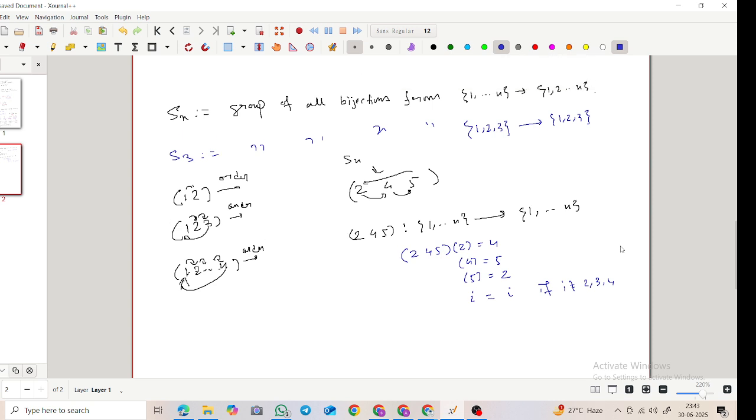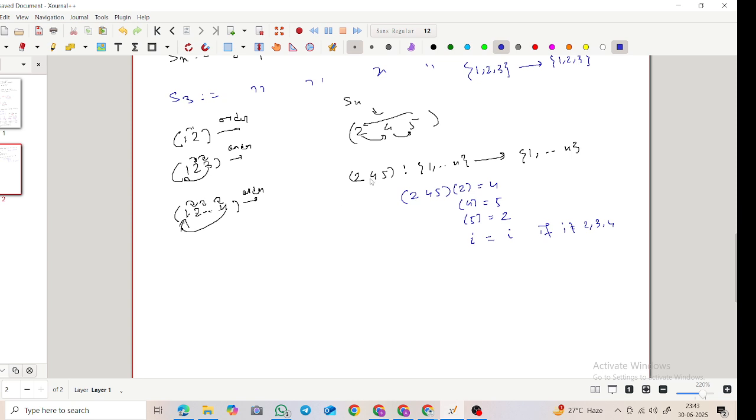Clear? So can you tell me what is the order of this group? What is the order of this cycle? See, we will do some hands-on calculation, okay? Unless you do computation, you will never be able to figure out the structure of SN, okay? Order of this group, please, anyone?